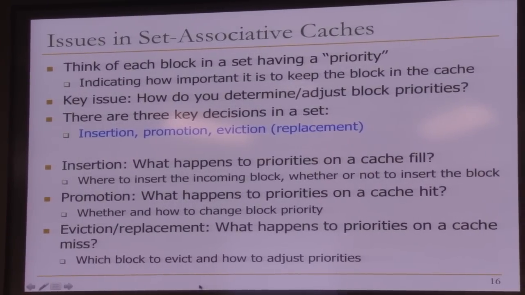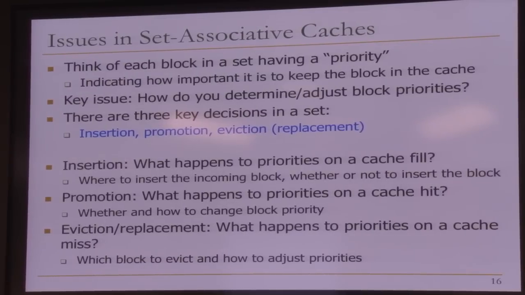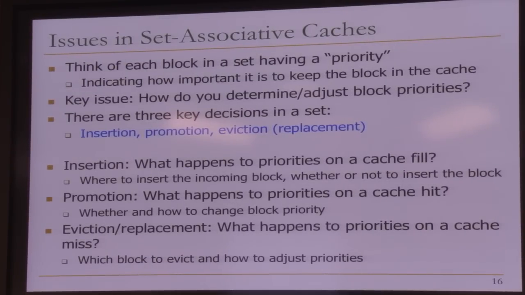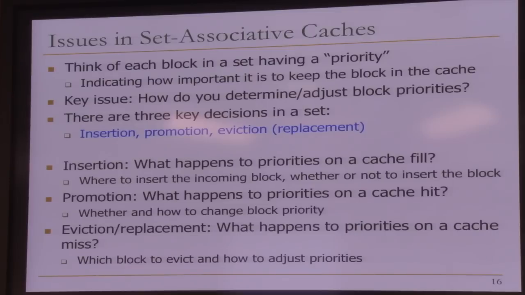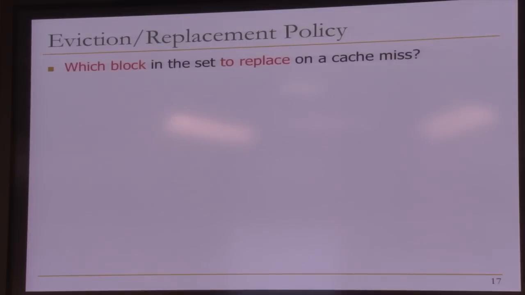Random replacement. Insertion, well, pick the location randomly. Promotion, on a cache hit, well, it may not matter, right? Don't do anything. And then eviction, pick the one to be evicted randomly. So you don't have lots of state in this case, right? It's actually pretty cheap, hopefully, except you need to somehow pick things randomly. But you don't really need to store anything. Whereas with LRU, you need to store some bits indicating their relative order of reference of the blocks. Okay? That's the key question.